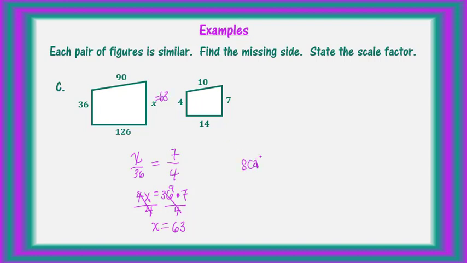And our scale factor, and reducing actually helps you find the scale factor a little bit quicker, because we want to figure out what times 7 will give us 63. Well, it's right here. It's 9. And we can test that by multiplying all of the sides by 9. 10 times 9, 90. 4 times 9, 36. And 14 times 9, 126.